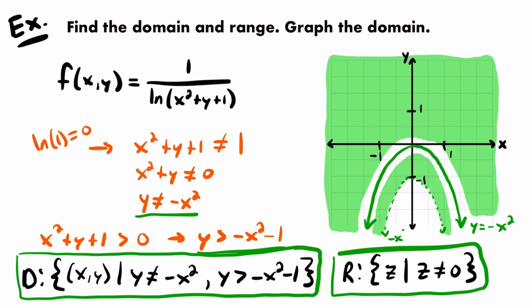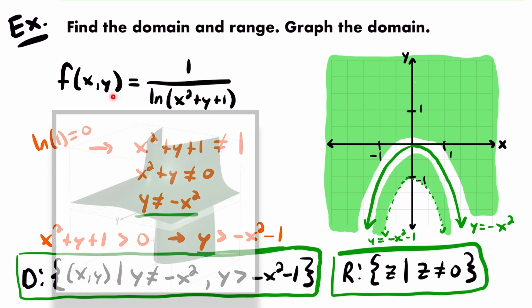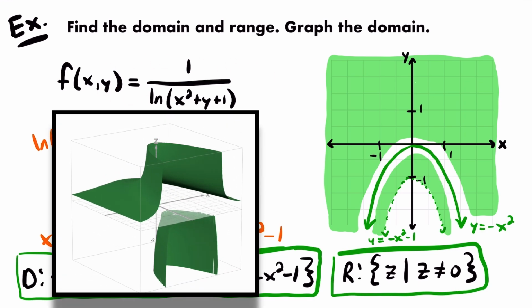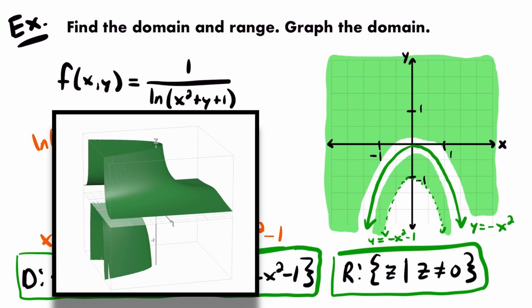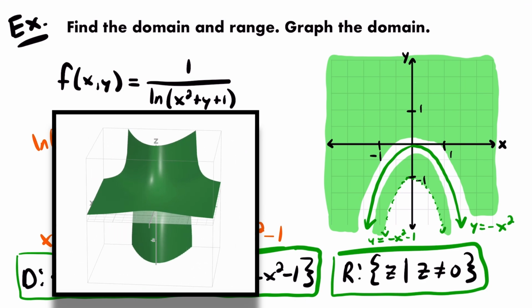I guess I'll do that here. This is negative x squared minus 1, or y equals negative x squared minus 1. But regardless, that is our domain. It's pretty complicated, but if you were to take a look at the actual surface represented by this function, for one thing, you can see that the range does in fact not include 0. The z value is never 0 for that surface.